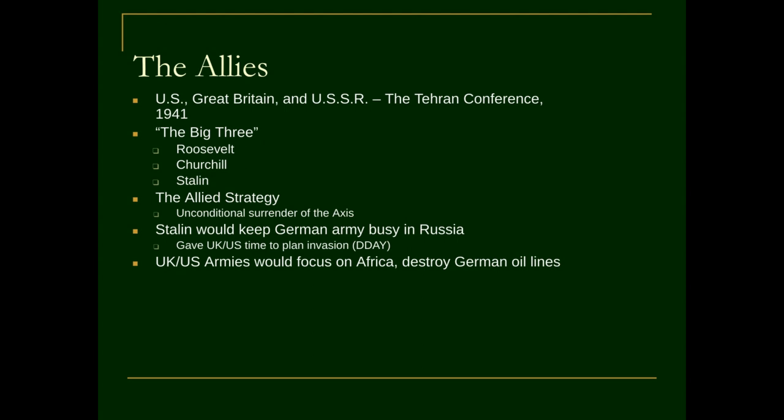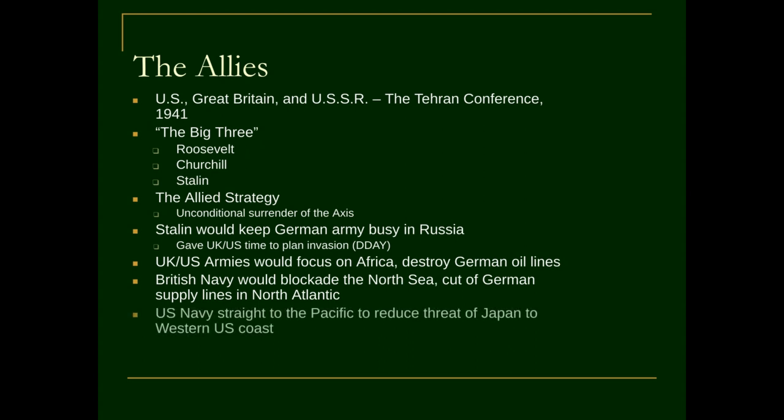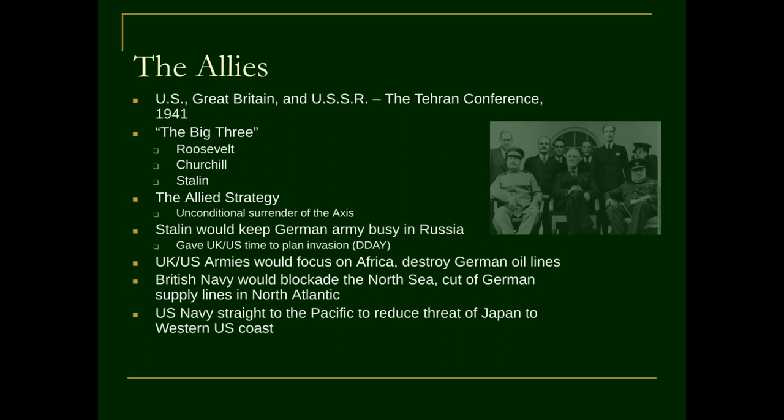The British Army and the U.S. Army would focus on Africa and destroy all the German oil lines to keep Germany from getting that vital resource of oil, which they needed to have gasoline and things for their tanks and their weapons of war. The British Navy would blockade the North Sea and cut off the German supply lines in the North Atlantic. And the U.S. Navy would go to the Pacific to reduce the threat of Japan to the western U.S. coast. So those were their strategies heading into this war.